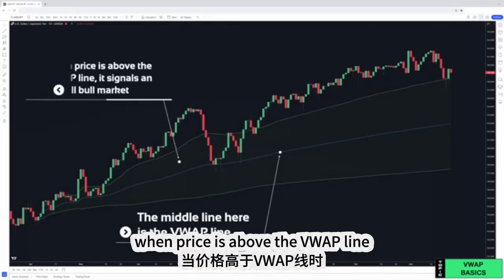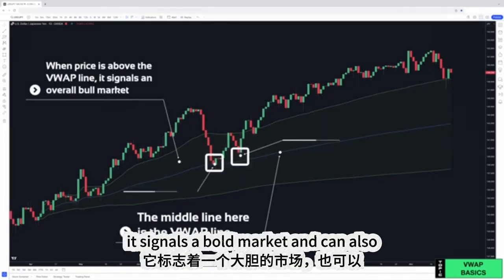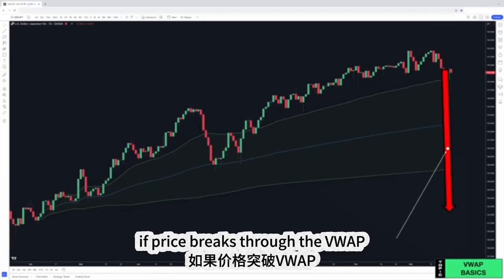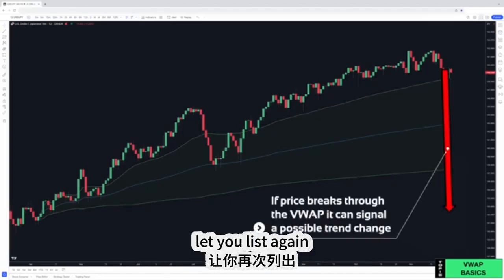When price is above the Vwap line, it signals a bull market and can also act as a form of support and presents long trade opportunities. If price breaks through the Vwap, it can signal a possible trend change. Let's show this again.